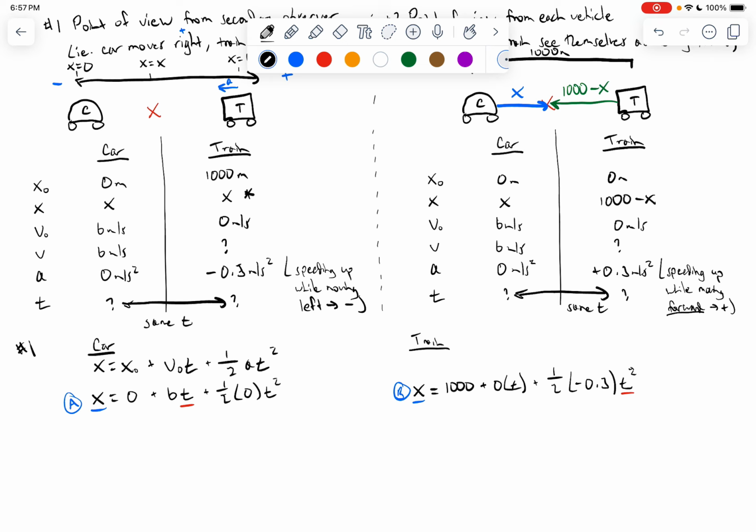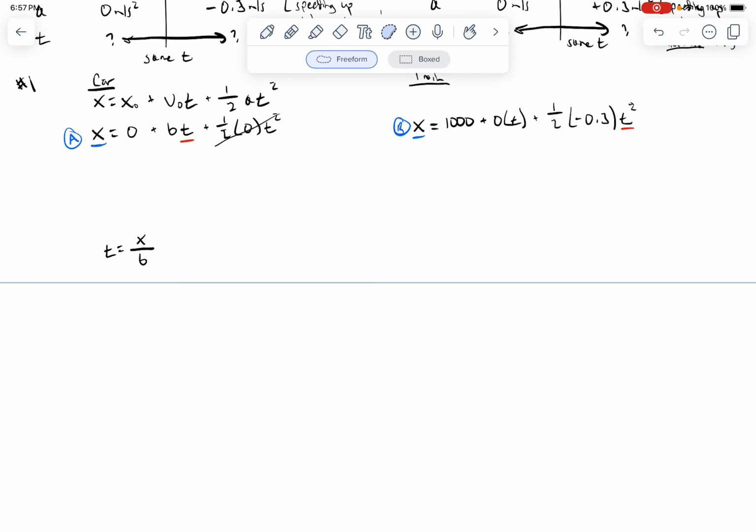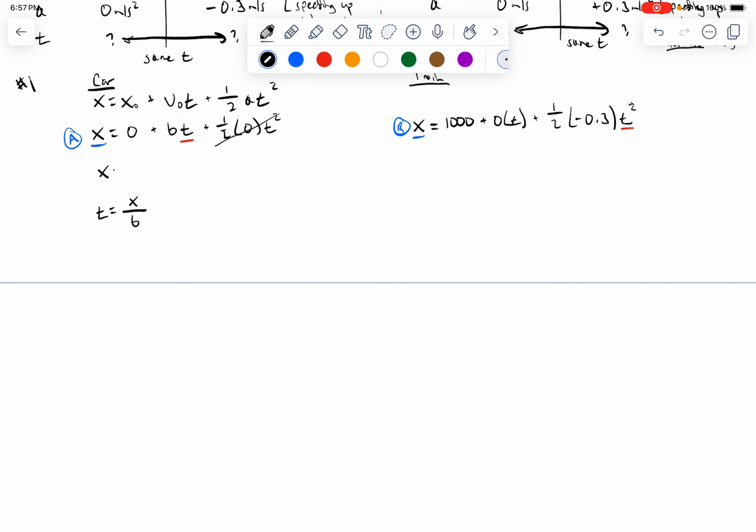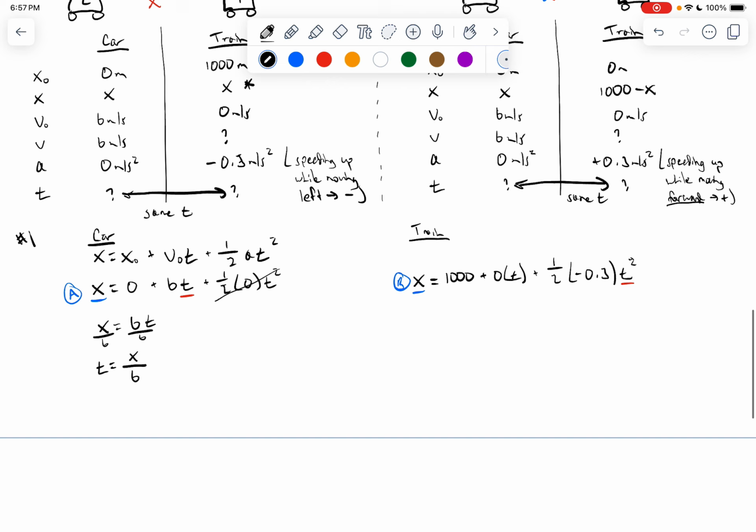So again, our 1/2 times 0 times t squared is just going to cancel out. So we can say that the time that we're moving for is going to be x divided by 6. Right, so we're basically saying we have x is equal to 6t here. If we divide both sides by 6, that's how we got our x over 6.